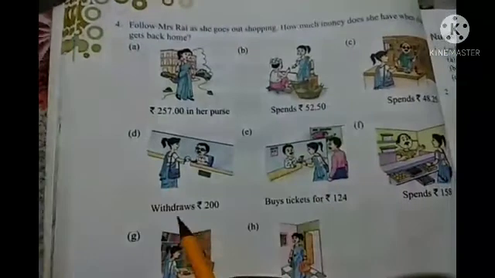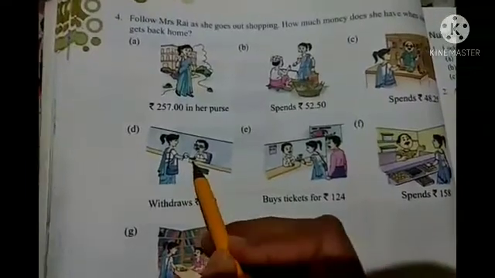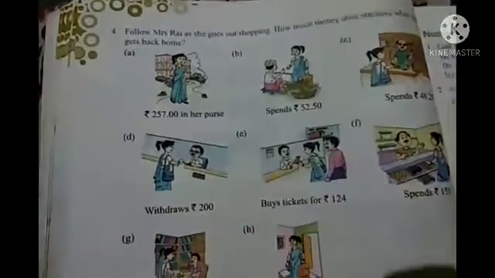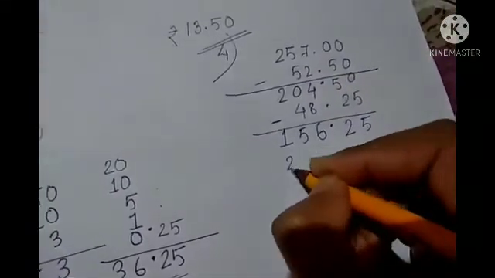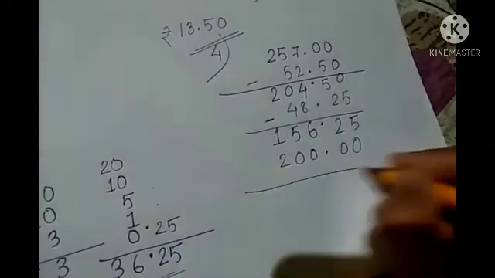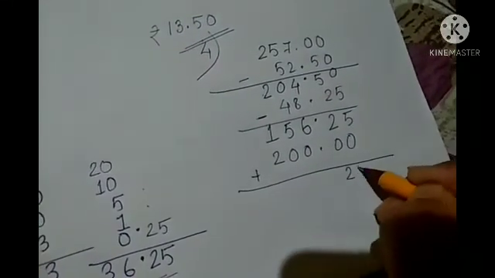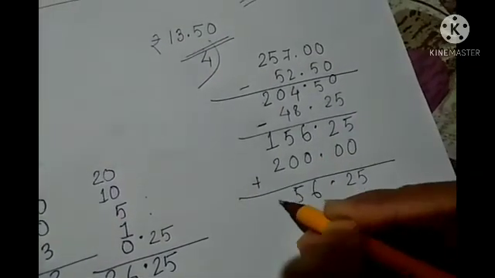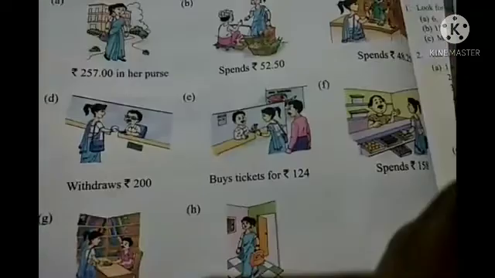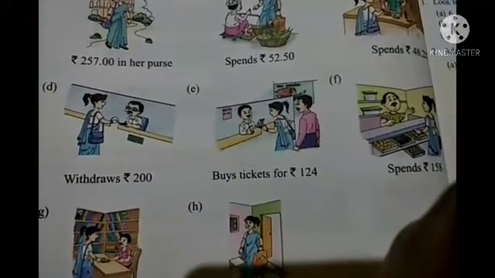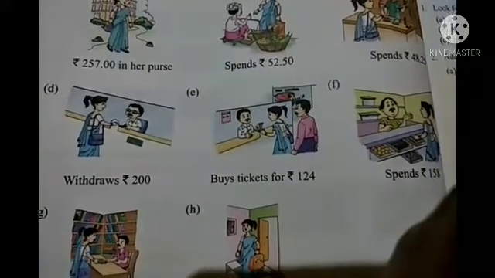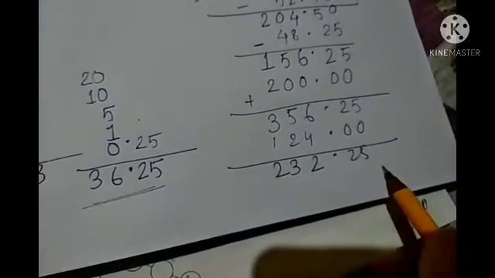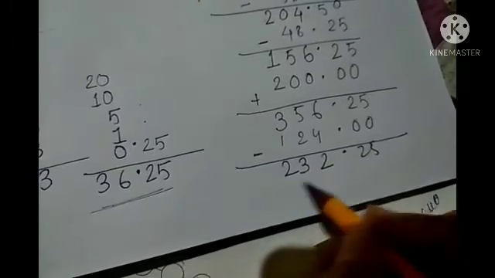Next in D, withdraw rupees 200. That means in the bank, she withdrew rupees 200 again. Okay, so withdraw means she gets some money again. So this time we have to add, not subtract, because she is not spending. She withdrew the money. So this one will remain the same. 6 plus 0, 5 plus 0 and 1 plus 2 will be 3. So this is the total money now. Now she buys some tickets for rupees 124. So buying tickets means she spent, right? So 124 we have to subtract. So this is the answer we get after subtraction.